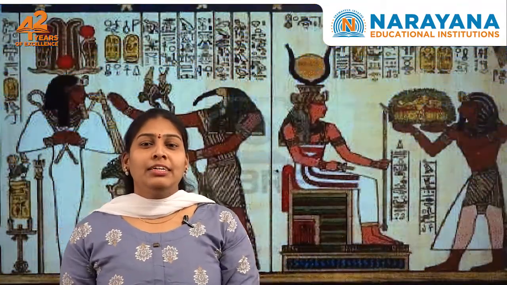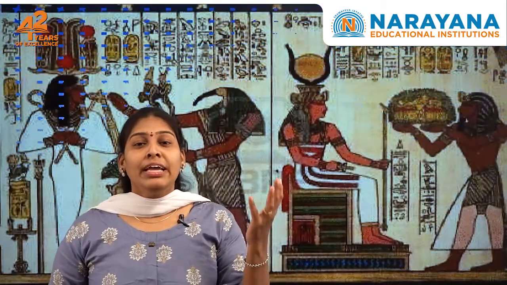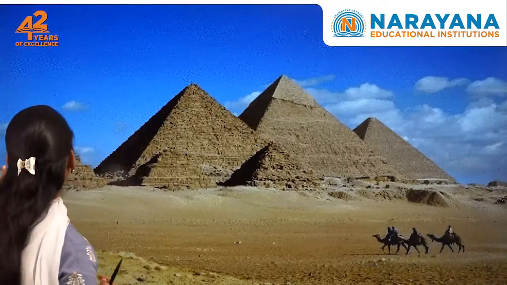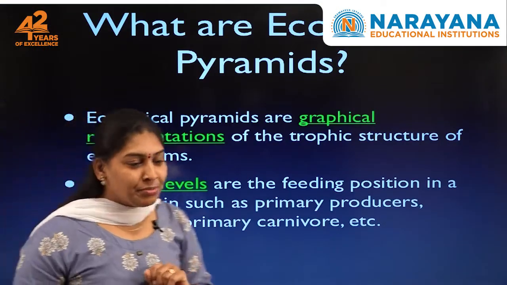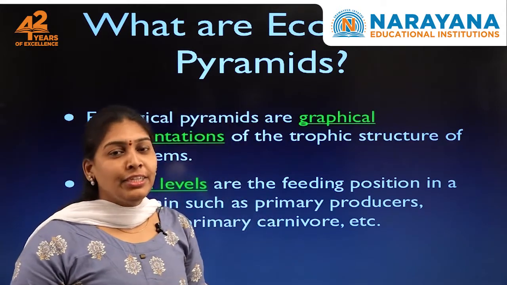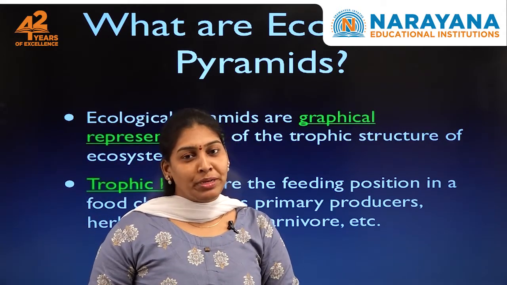One of the scientists invented the pyramid which shows the ecological relationship between the organisms. He explained the food chain and how organisms depend upon other organisms for their food. So let's have a glance at these ecological pyramids. The scientist who introduced ecological pyramids was Charles Elton.